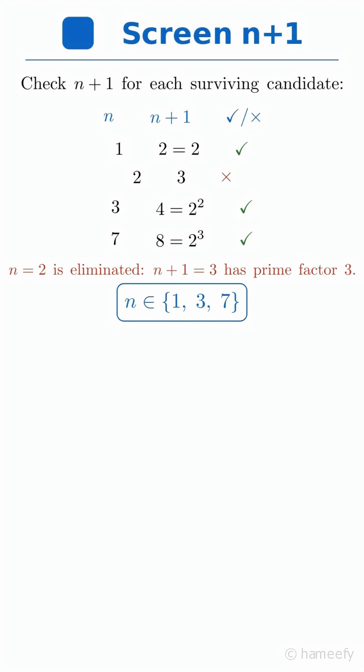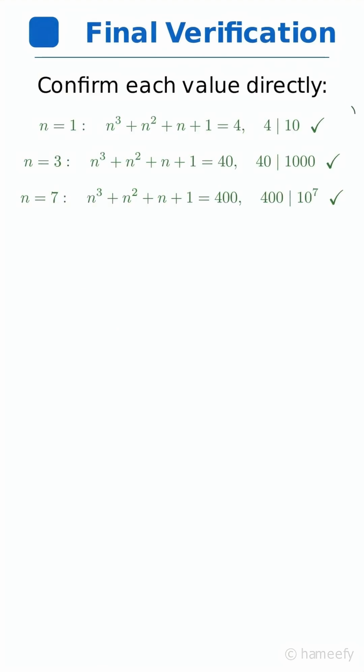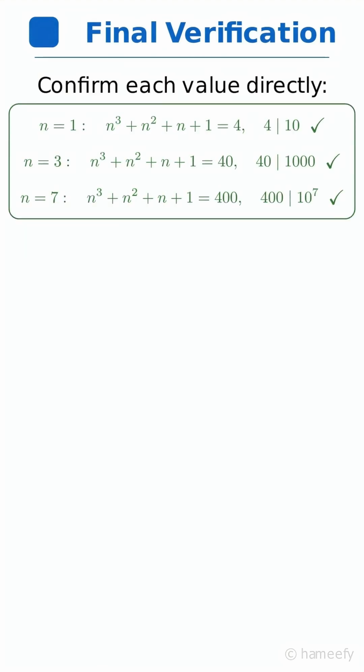Let us verify all 3 candidates directly. For n equals 1, the polynomial equals 4 and 4 divides 10, confirmed. For n equals 3, the polynomial equals 40 and 40 divides 1000, confirmed. For n equals 7, the polynomial equals 400 and 400 divides 10 to the 7th power, confirmed. All 3 values satisfy the original condition.